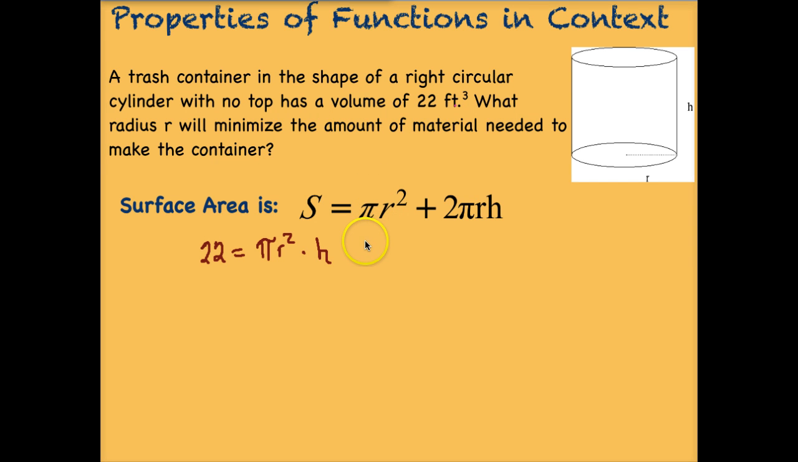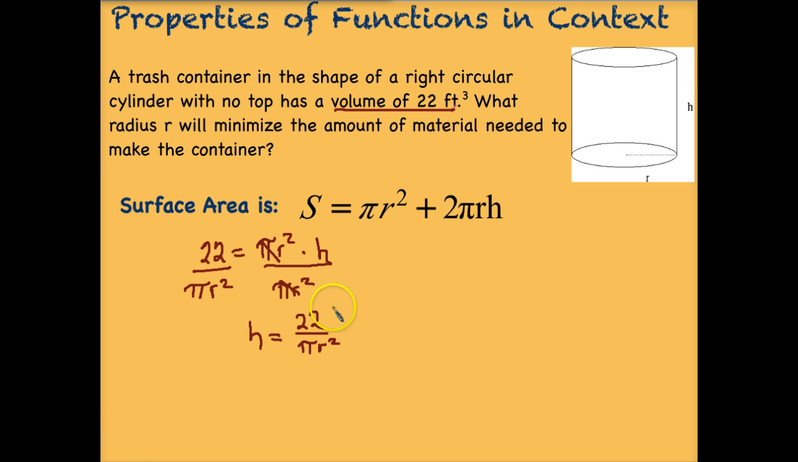In order to solve this problem, we are missing one equation. What they give us is volume, so we need to construct a volume equation. Our volume, 22, is equal to the base times the height. Our base is pi r squared and our height is h. Once we construct the volume equation, then it's very simple to solve. We can solve it very similar to how we just solved the previous example. So I'm going to isolate my h and get h is equal to 22 over pi r squared.